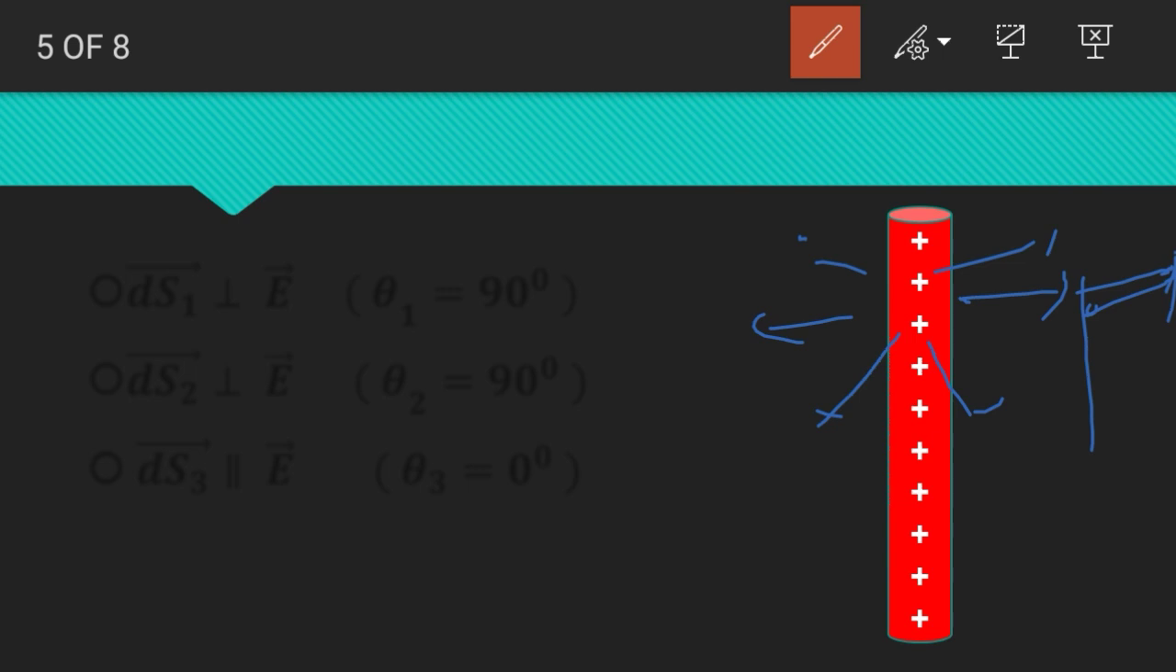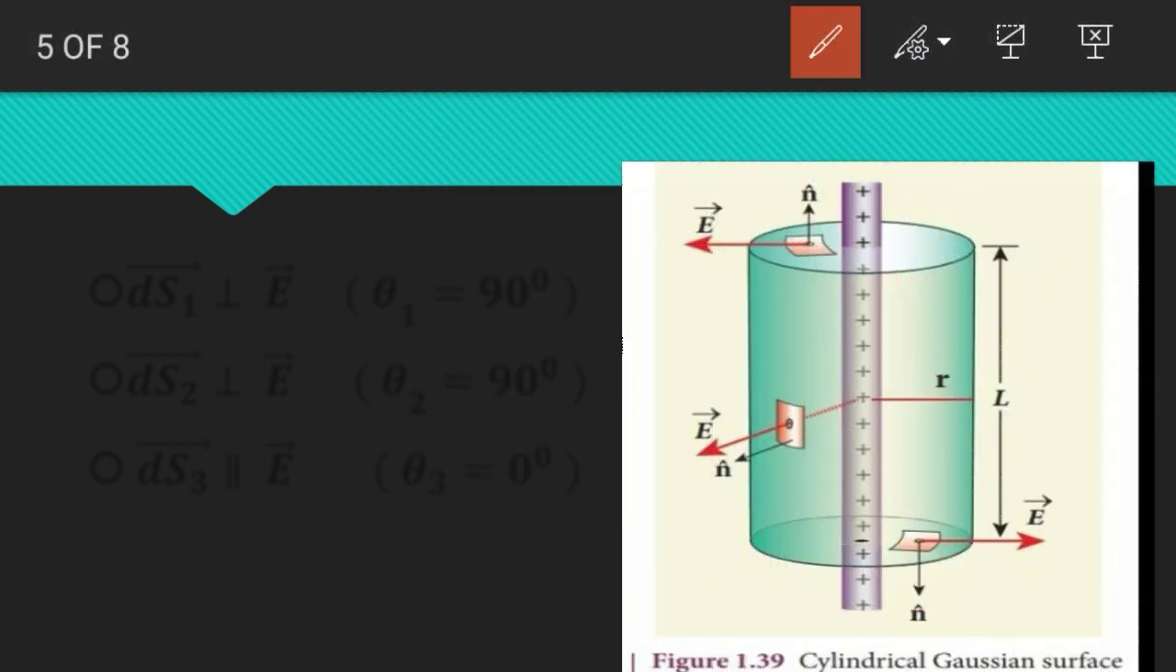That the angle between the lines of force and the area vector will be either 0 degree or 90 degree. We shall choose the surface in such a way. Okay, so we shall consider a Gaussian surface. That's why we choose a cylindrical Gaussian surface, so that the angle between the lines of force and the surface area will be either 0 or 90 degree. So look at this. This is the charge distribution. If this is the charge distribution, then we have a cylindrical Gaussian surface like this. Okay, if you have a cylindrical Gaussian surface like this, then let's see how the surfaces are behaving.